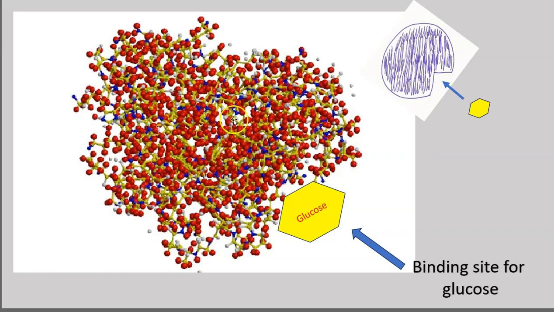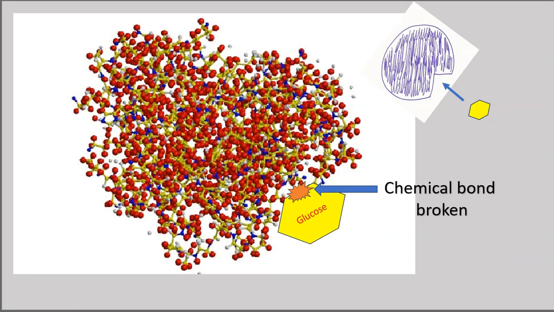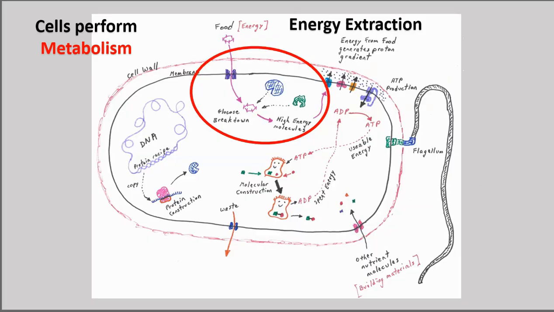So if we pretend this is the protein involved in glucose metabolism, the idea is it has a binding site, a sticky place where glucose can stick to it. And that's the active site of the protein. And now the protein is getting ready to break one of its chemical bonds. And so there, the chemical bond has been broken, and energy as a consequence is released from this. So the protein has done its job. It has begun the metabolism of glucose to extract energy from the molecule.